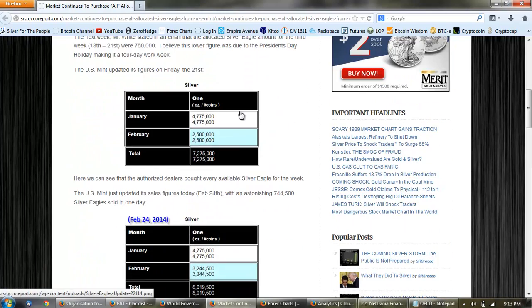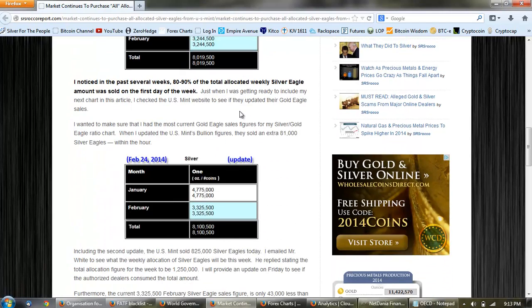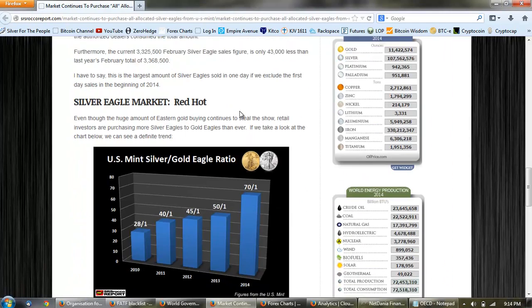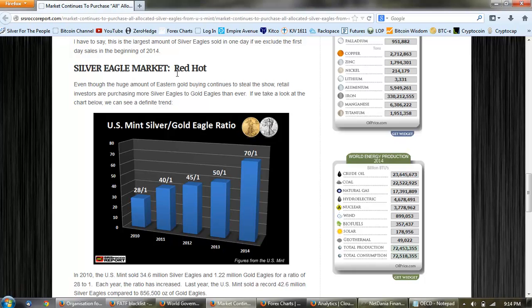So here's the figures, the rationing that's going on. Here's a chart he does. Silver Eagle market red hot. Even though the huge amount of Eastern Gold buying continues to steal the show, retail investors are purchasing more Silver Eagles to Gold Eagles than ever.